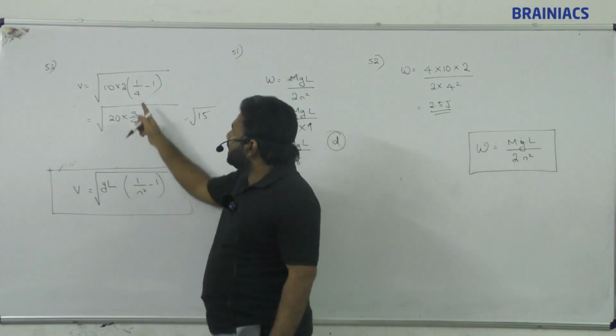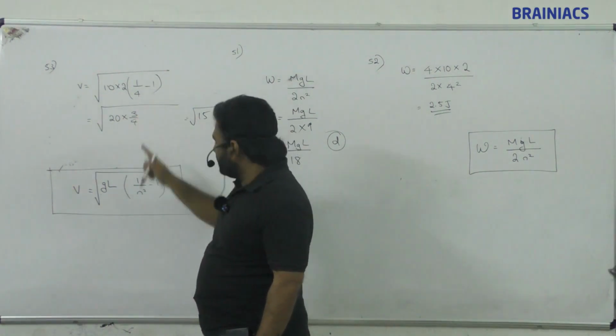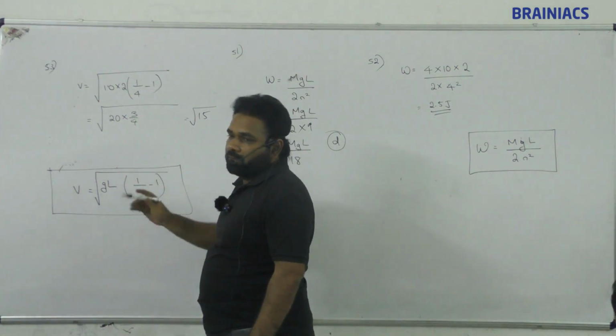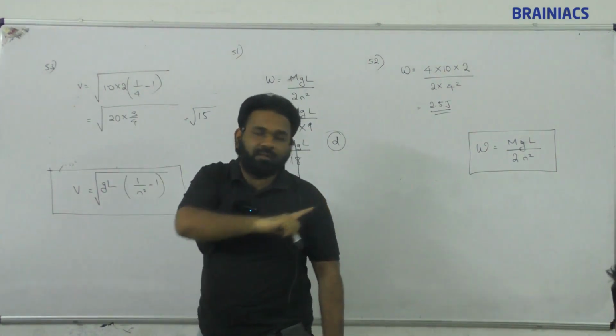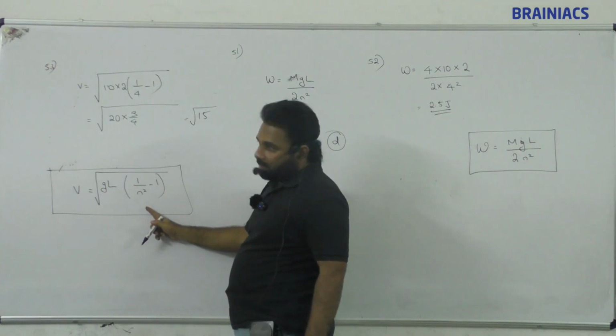Understood or what? Here when you put it, why has 1/4 minus 1 come? Because I have taken u lesser minus u greater when I take that potential difference. That is the only reason. So do not get confused.